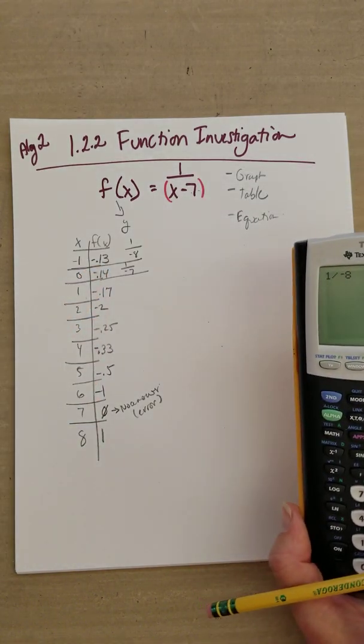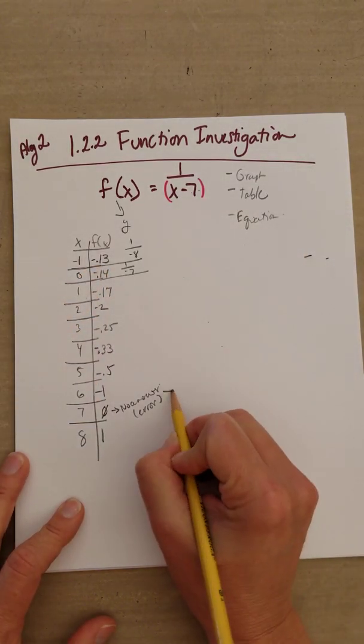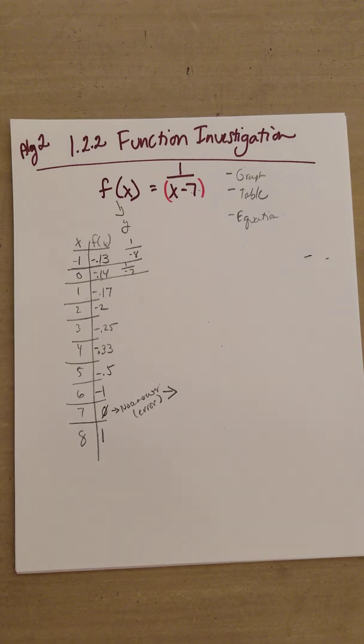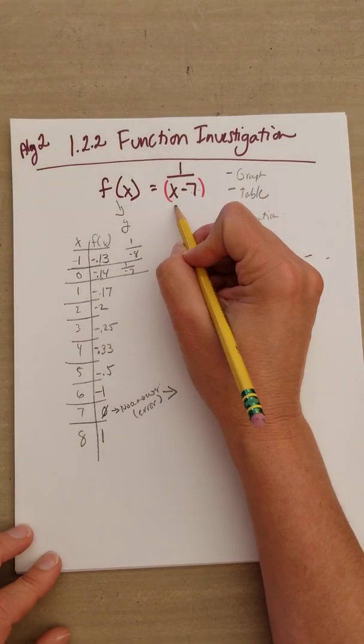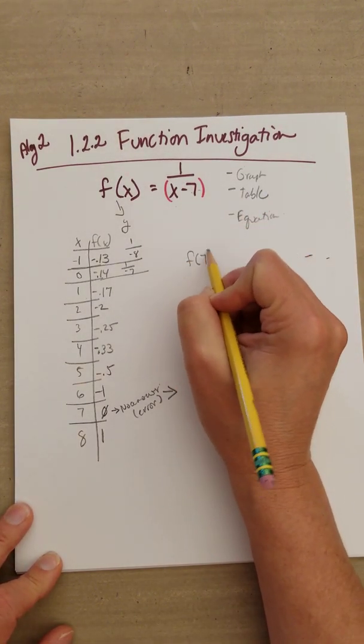All right? Now, the big thing here is what's happening here. There is no answer, okay? So let's think about putting 7 in here. What is f of 7?